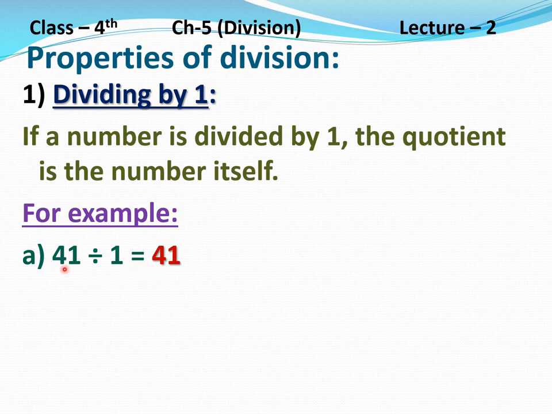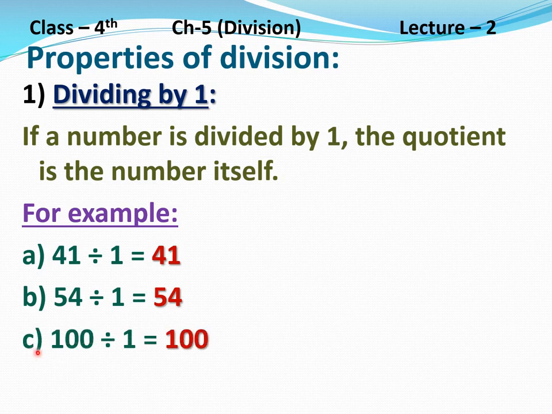Okay? 41 divided by 1 equals 41. Clear? B part 54 divided by 1 equals 54. Clear? C part 100 divided by 1 equals 100. Clear?